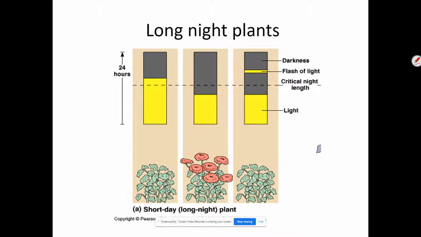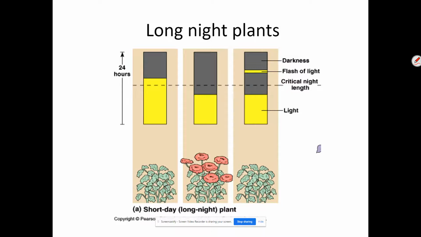And so two kinds of flowers. You have long night plants, and they are what they sound like. They require these long, uninterrupted periods of night in order to flower. And these are going to be found in the fall and winter, because this is when the longest nights are. And you can see here in this picture, it shows you that as long as the days are longer, the plants won't flower. But as soon as the nights get to a particular point, that critical night length is what that's called, then the plants will begin to flower.